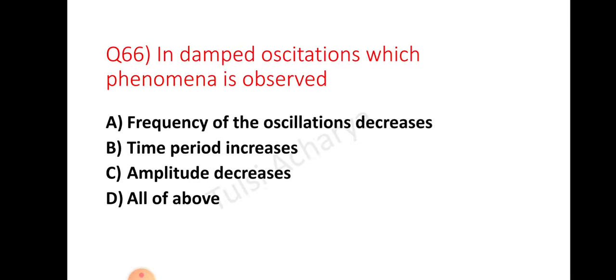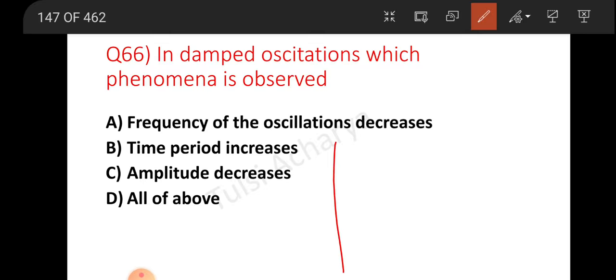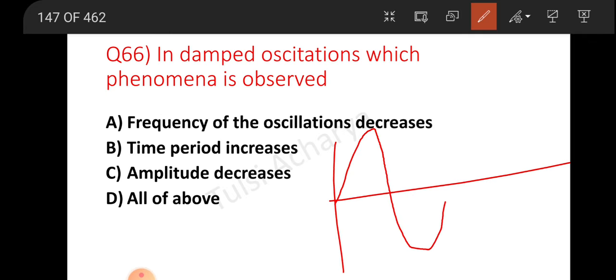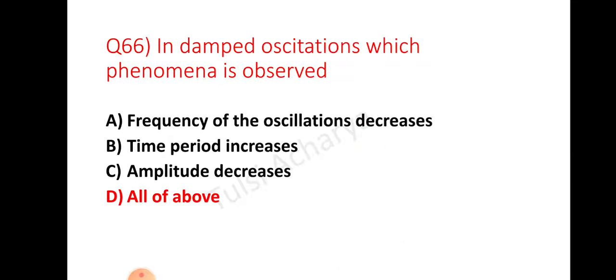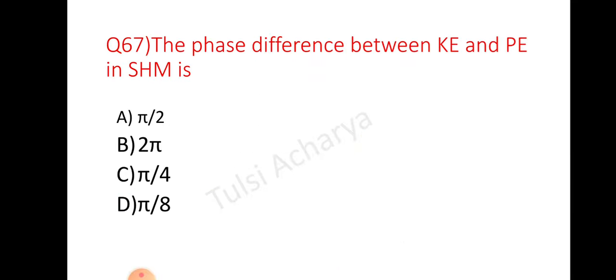In a damped oscillation, which phenomenon is observed? Damped oscillation is this type of oscillation. At first its amplitude is maximum and then it slightly reduces because of air or external forces. So frequency of oscillation decreases, this is correct. Time period increases, yes, this is also correct. Amplitude decreases, this is also correct. So all of the above is correct for damped oscillation. Now let's move to question number 67.